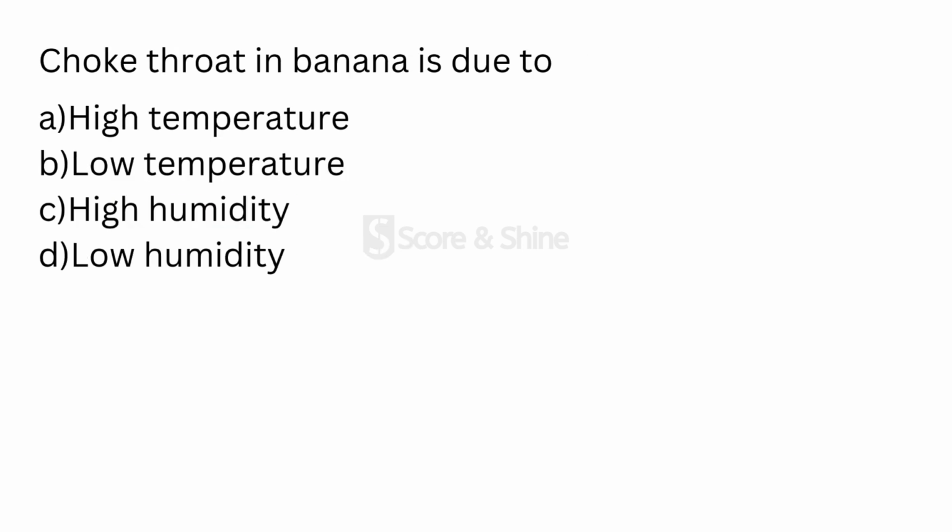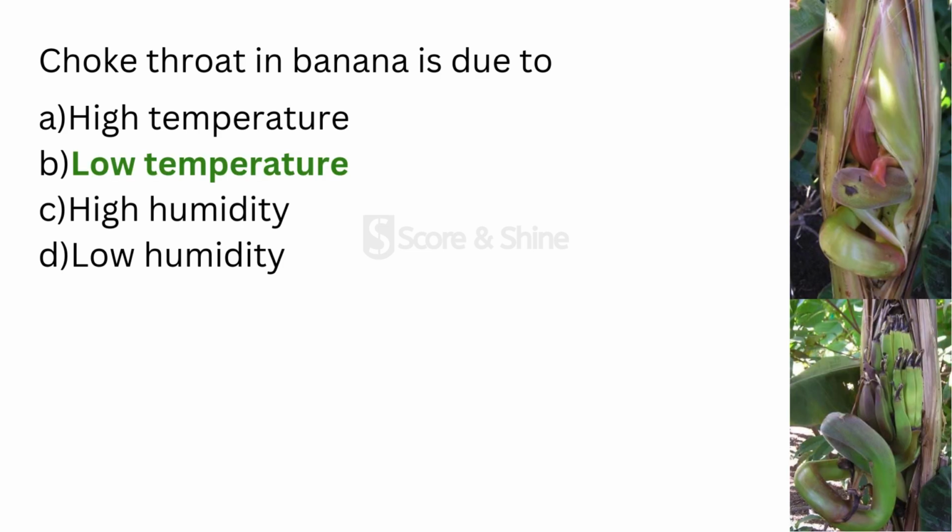And next, choke throat in banana is due to. The answer is low temperature. So choke throat is the physiological disorder affecting banana. Here, when flowering synchronizes with low temperature, the bunch will be unable to emerge from the pseudostem properly, and the distal part of the inflorescence comes out and the basal part gets stuck at the throat, and hence it is called choke throat.